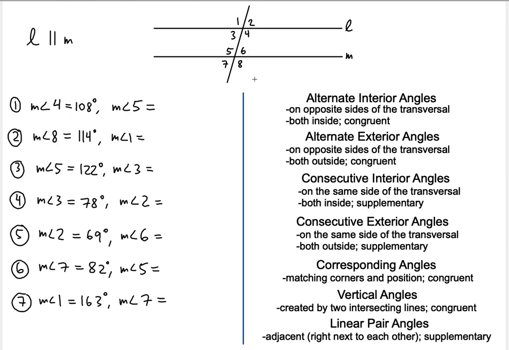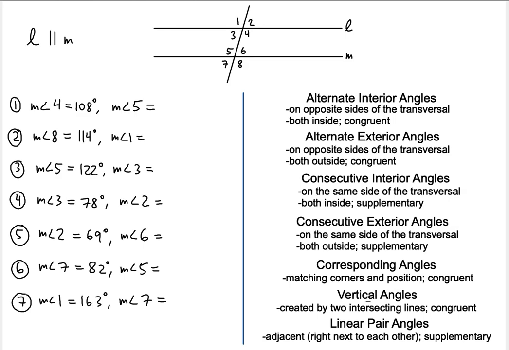Okay? And for this reason, for the fact that they're matching corners and position, and since lines L and M are parallel, the corresponding angles are congruent. Okay, so 8 is congruent to 4. 6 is congruent to 2. 1 is congruent to 5. And 3 is congruent to 7.